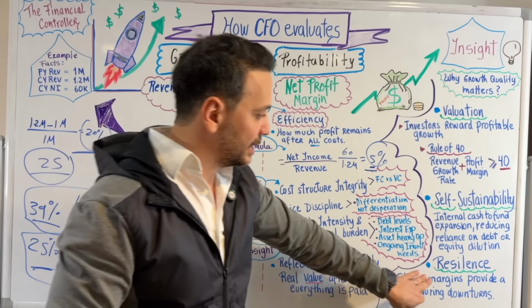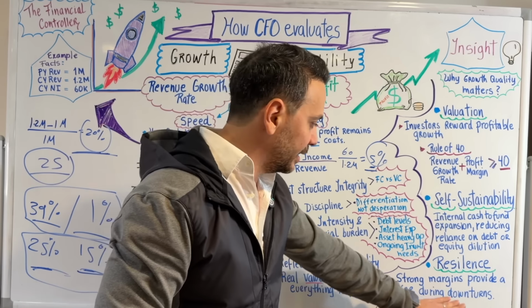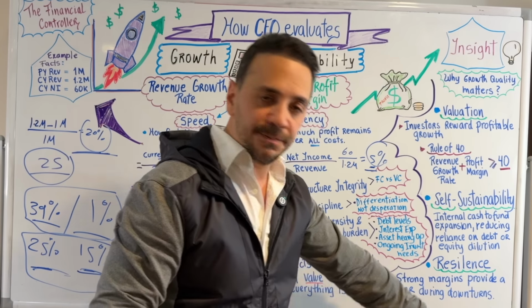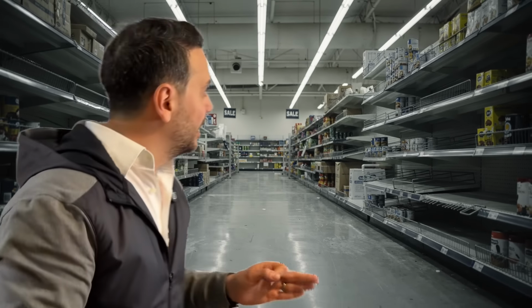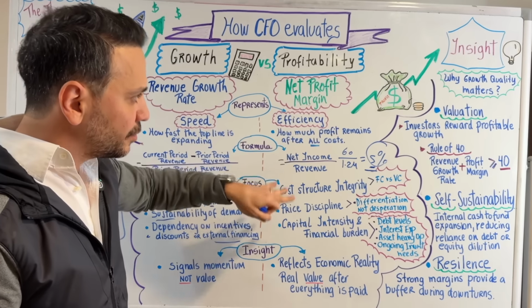Overall, this builds resilience. Strong margins provide a buffer during downturns. An example: when the pandemic hit, a business that had been growing and keeping a net profit margin had built a cash balance before the pandemic to weather the storm when you have a big downturn like that.